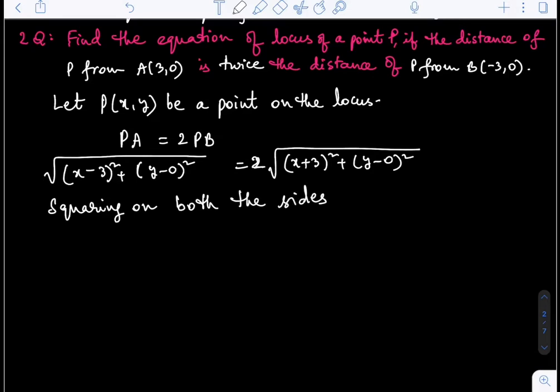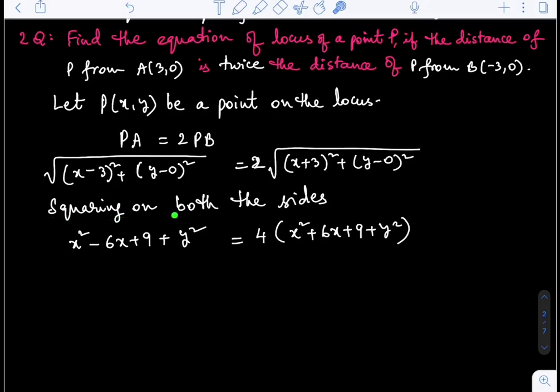A minus b whole square is a square minus 2ab plus b square. Okay, and the second term is y minus 0 whole square, which is just y square, and the root will be gone. 2 square means 4 will come. Here a bracket should come. A plus b whole square means x square plus 6x plus 9 plus y square.